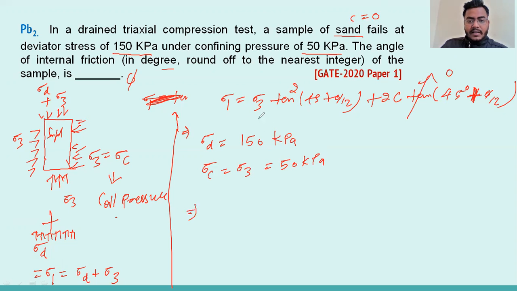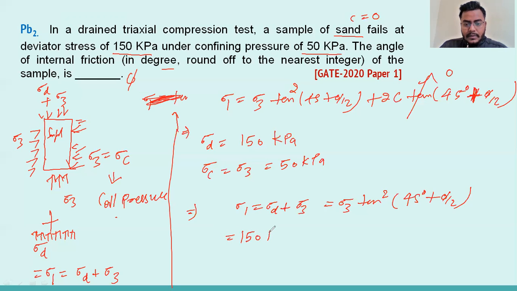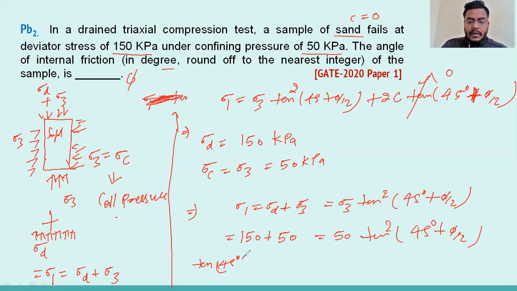So finally we can write sigma 1 is equal to sigma d plus sigma 3, equal to sigma 3 tan square (45 degree plus phi by 2). So we'll get 150 plus 50 is equal to 50 tan square (45 degree plus phi by 2). So we'll get tan square (45 plus phi by 2) is equal to 4. By solving this, taking the inverse, we will get phi is equal to, I've calculated that directly over here, 36.86 degree.